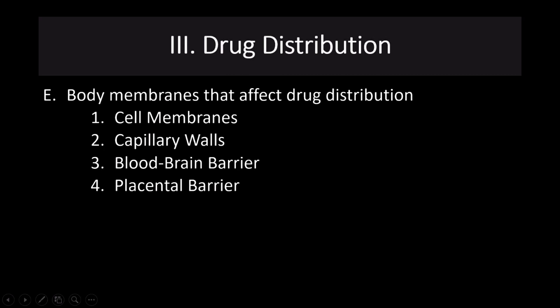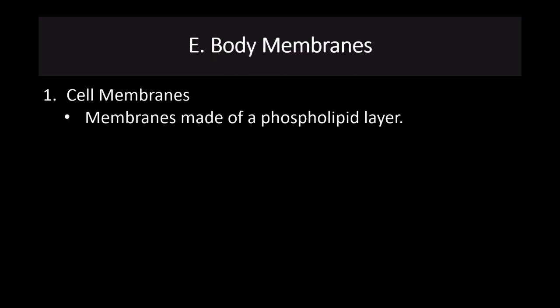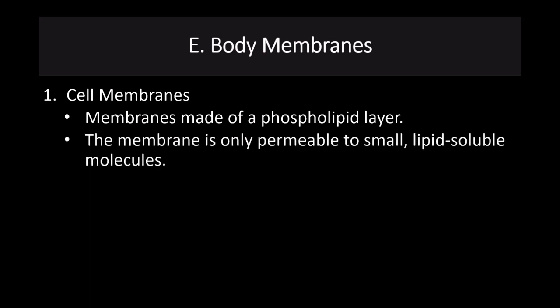But we'll also talk a moment about the placental barrier, which turns out not to be much of a barrier at all. So cell membranes are made of a phospholipid bilayer, particularly neurons are made of a phospholipid bilayer. That membrane is only permeable to small lipid-soluble molecules. So if we're trying to get something inside a cell, that's an important consideration.